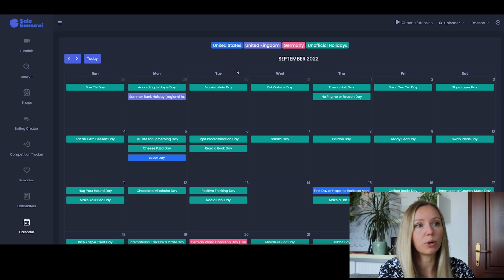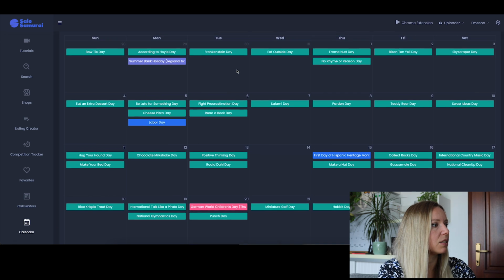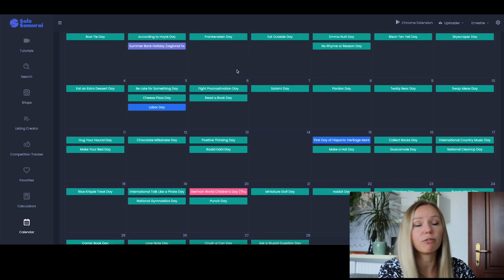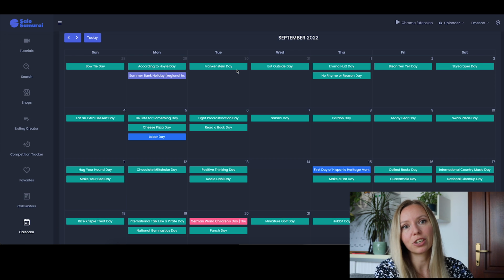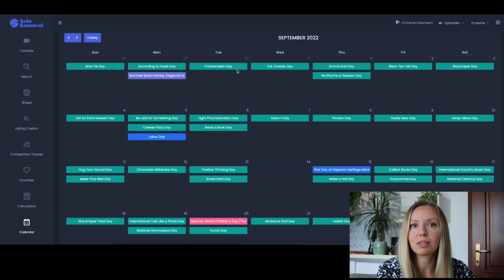In September we have quite a few holidays, as you can see it right here, and we have some blue. I'm highlighting the blue because my target audience is from the United States or maybe the United Kingdom, but mostly from the States. So that's why I'm focusing on the holidays that are celebrated in the United States. So let's take a look.